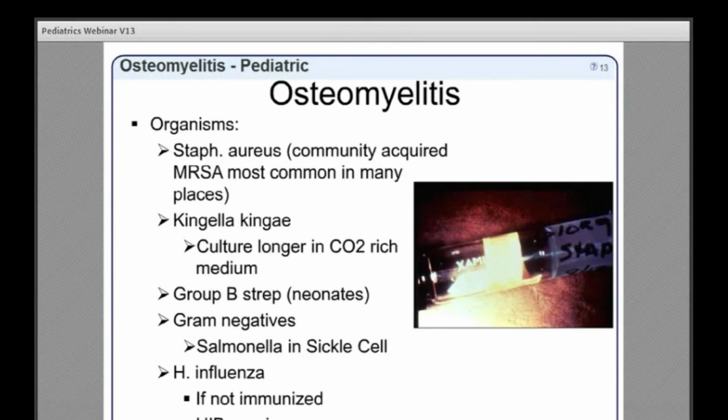Haemophilus influenzae is now an uncommon cause of infection. It used to be a very common cause in the younger child, but due to the vaccine, it has essentially been eradicated as a pathogen in osteomyelitis. It does appear in those populations, however, that have not immunized their children.